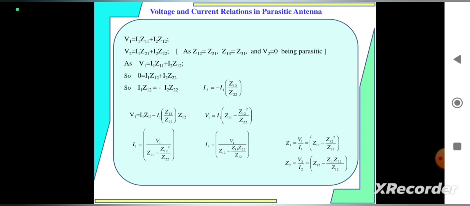From this we are going to get the I1 current. I1 is equal to V1 divided by Z11 minus Z12 square divided by Z22. Like this we are going to follow the same procedure for finding I2. Next, we got the answers of I1 and I2. From this we are going to find Z1 and Z2. Next, Z1 is equal to V1 divided by I1. Z2 is equal to V2 divided by I2.